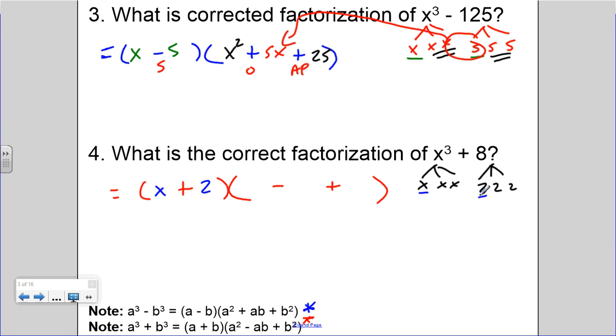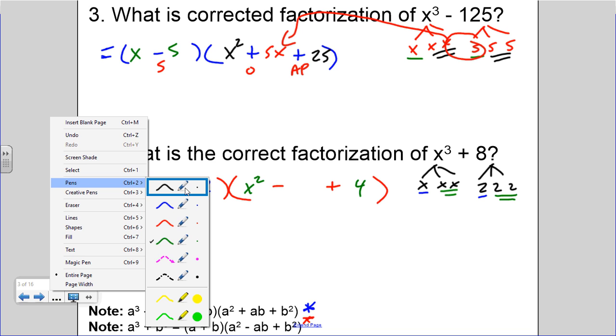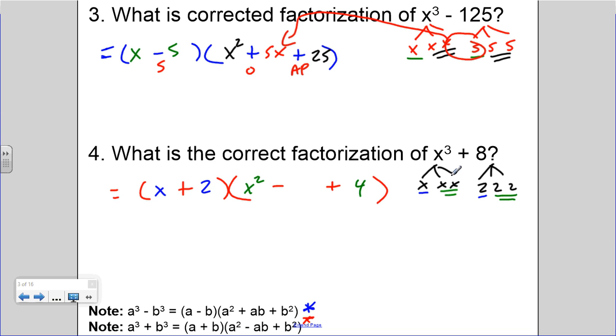We then take the last two branches of the first term to lead the first term of the big parentheses. So that's x squared. Take the last two branches of the second term. That is the ending term in the big one, so 4. And then unite both sets of branches. So take one branch from each and put it in the middle. So x times 2 is 2x.